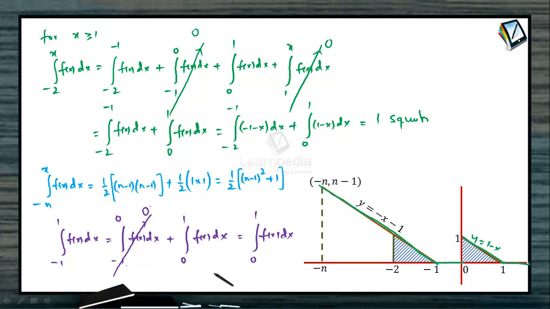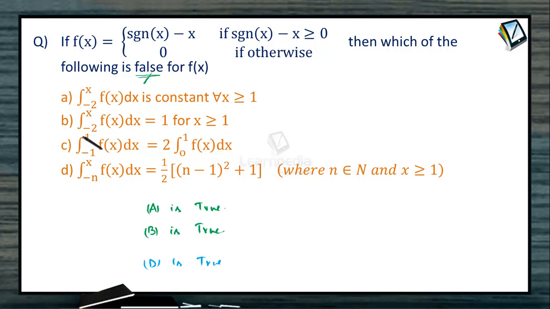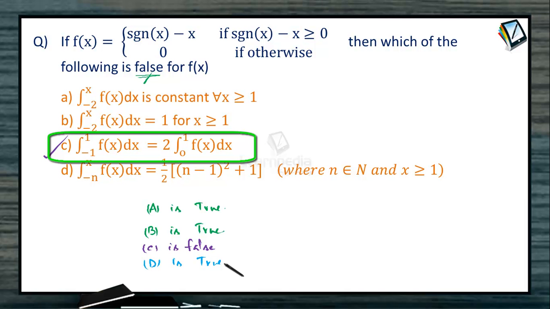As between minus 1 and 0 f of x is a zero function, this is 0, and the rest is integral 0 to 1 of f of x dx. But if you look at choice C given to us, integral minus 1 to 1 of f of x dx is given to be twice that of 0 to 1 of f of x, but it is only equal to integral 0 to 1 of f of x dx, not 2 times. So we can conclude that C is actually a false statement, right? So we need to select the false statement. So which is false? The option present at C is the false option.